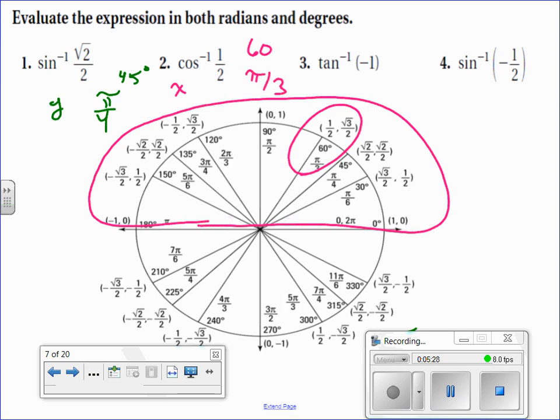Alright, try number 4 all by yourself, and then we'll come back and do 3 together. So I want you to do 4 all by yourself.